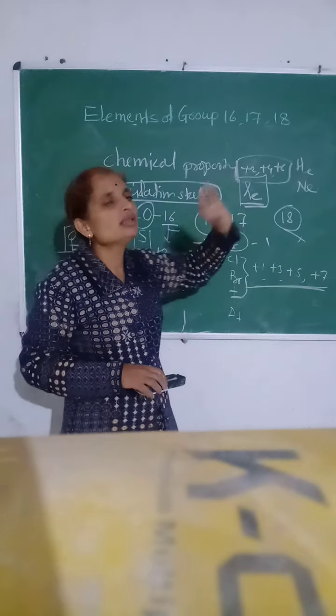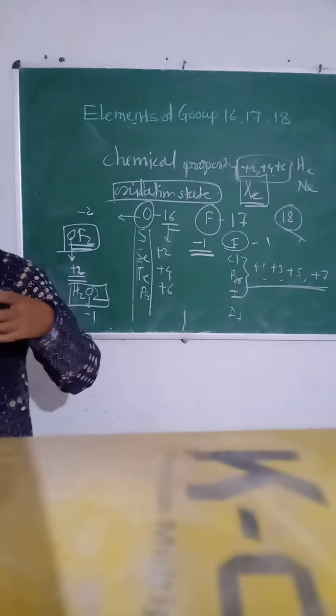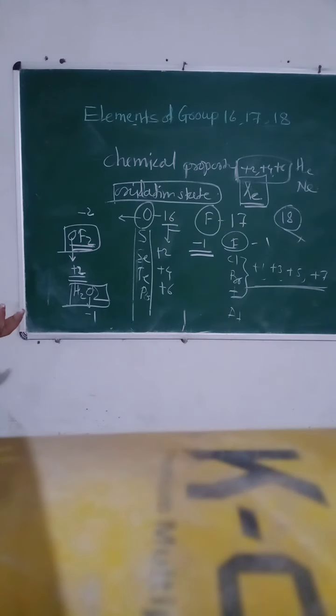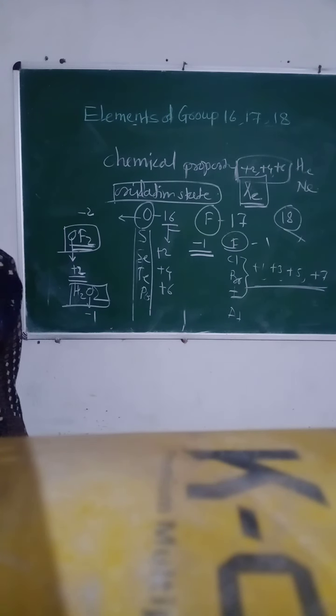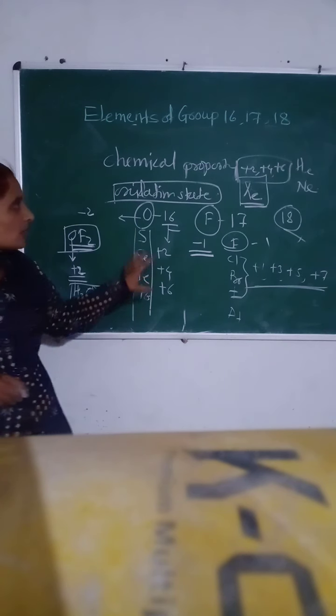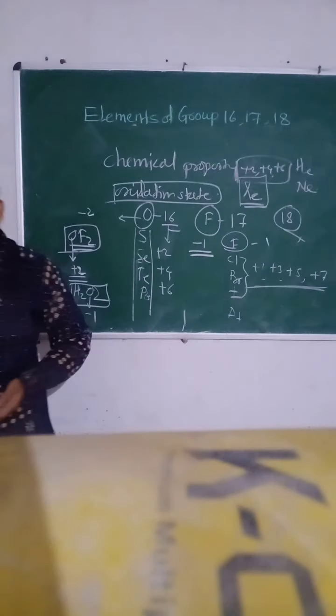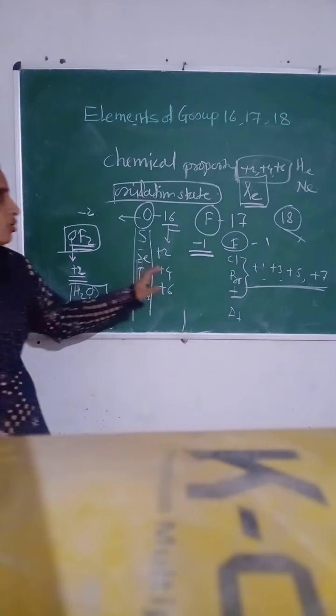But xenon forms a number of oxides, and its oxidation state changes, +2, +4, +6. Other times it forms complexes, like chlorides and oxochlorides, meaning complexes formed by xenon. That is the chemical property. First we have to study here the oxidation state. Today we have to stop here.